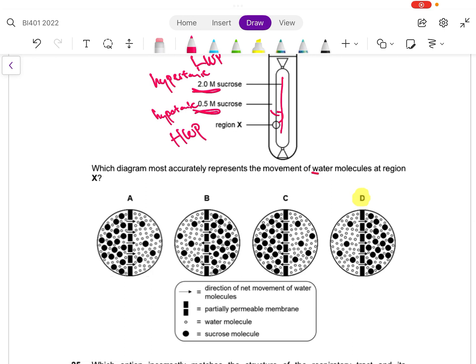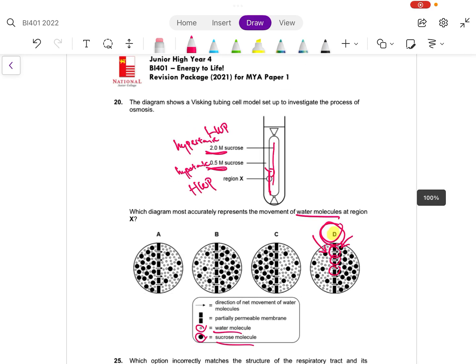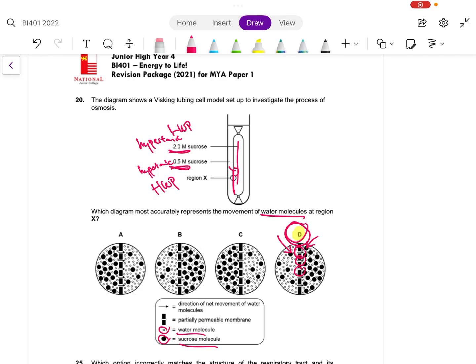So which diagram most accurately represents the movement of water molecules at region X, which is across the membrane? If the small white circles represent water and the large one represents sucrose, you should expect to see water molecules moving from outside to inside. So these arrows are correct, option D. And you'll find that there's more sucrose on the inside compared to outside. So option D is the best answer. Okay, so that's questions 11 to 20.